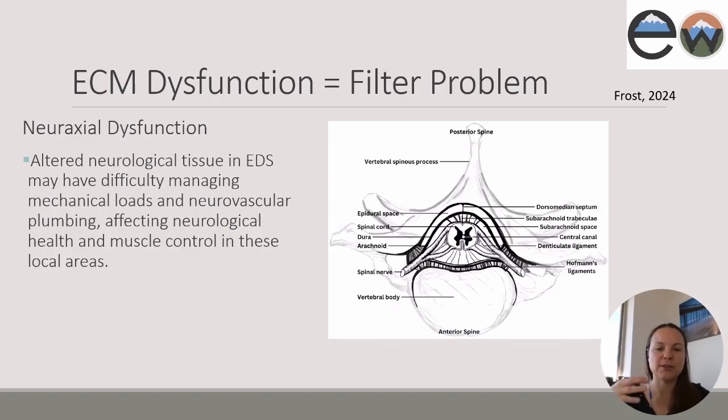So this inflammatory process builds up around the neurological tissue, and we just can't drain it out well without help. So a lot of people can be helped if we understand what's actually happening at the extracellular matrix.